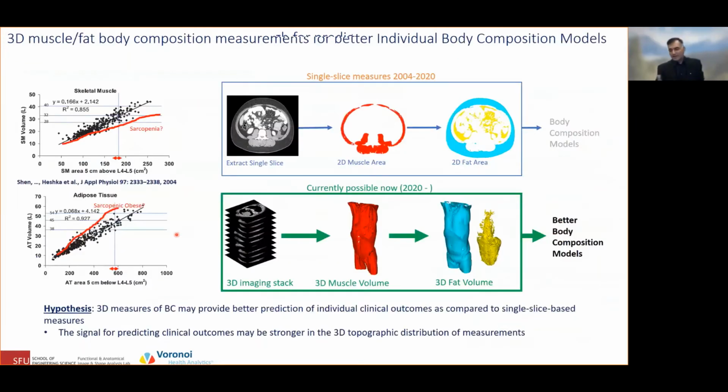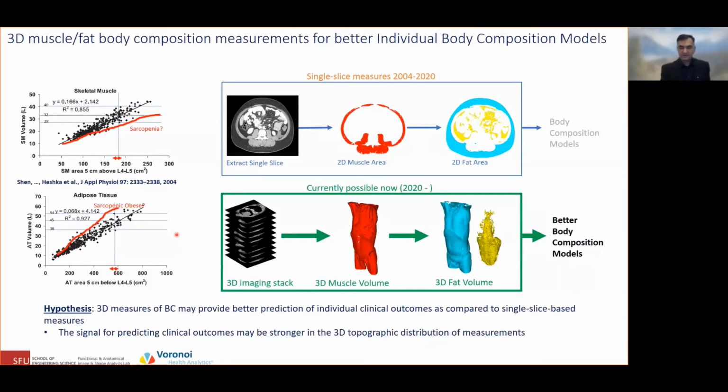The current standard of single slice measurement that has been in place for the last 15 years, where we take a single slice, extract the 2D muscle area, extract 2D fat areas, and build body composition models, can hopefully now be replaced because of available technologies that automate the extraction of these measurements for the entire 3D imaging stack with 3D muscle volume and 3D fat volumes, leading to better body composition models, which then lead to better individual clinical predictions.